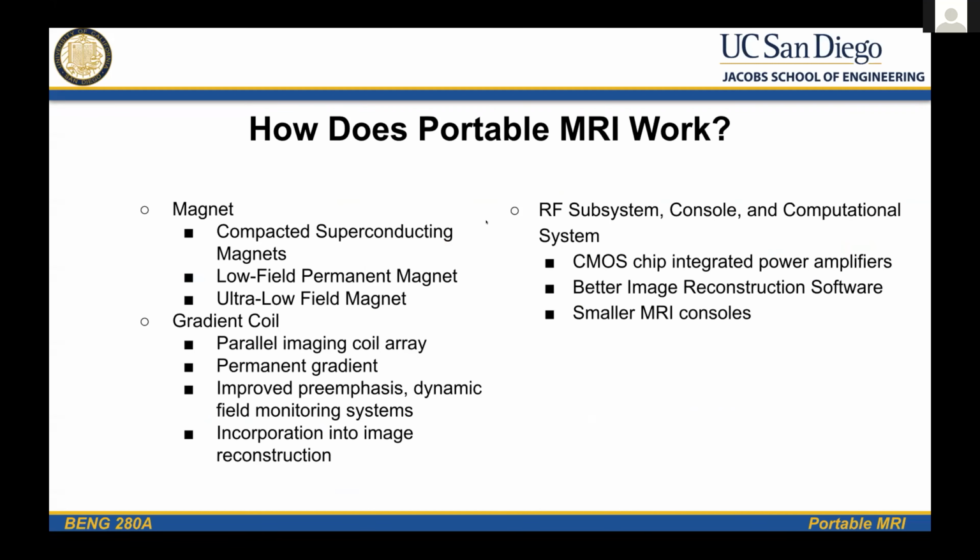So how does portable MRI work, right? Unlike the traditional MRI system, which aims for a full body scan, portable MRI mainly focuses on imaging a specific part of the body. There are many groups trying to make the MRI system smaller and lighter. Some of the most popular directions are reducing the weight and size of the magnet, an integrated magnetic gradient coil, RF subsystem, a better console, and computational systems that can shift the burden from the hardware to the software side.